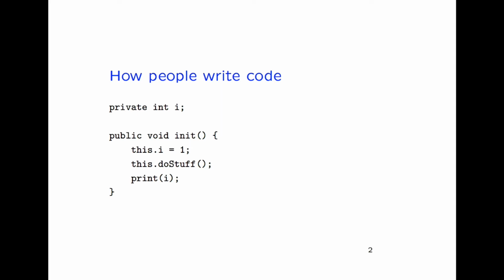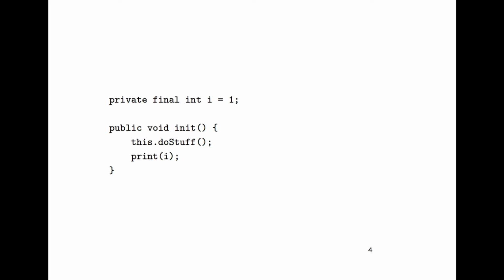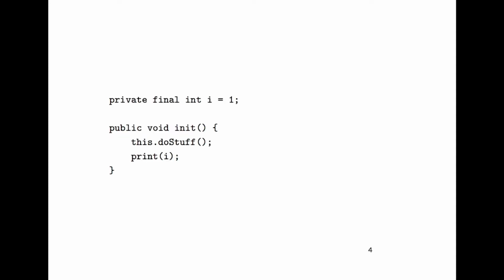What if instead we did this? We declare a field of type integer again, but when we set it to 1, we make it final. Then, again, we execute the same method, unchanged from before, and then we print its value. Again, I ask you, has I changed? And the answer is no, because if it's final, we know for sure that it cannot change in value. So that's great. That solves the problem if doStuff is a method that doesn't affect I.